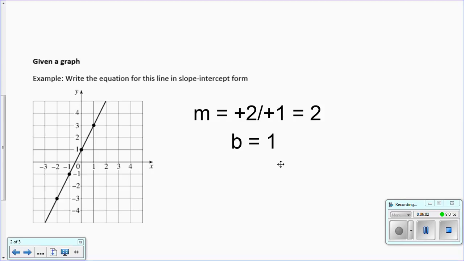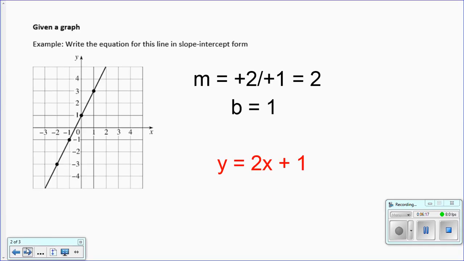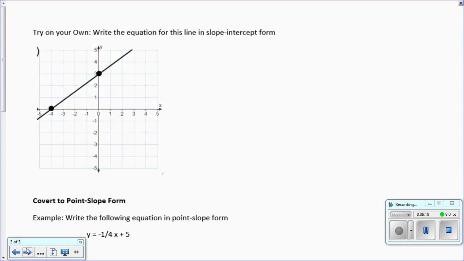So now that I have those, I just go ahead and plug it into the form, which is y equals 2x plus 1. Again, you can also do point slope form if you like that form better, and then convert it to slope-intercept form. It's up to you. All right. And then you have a try on your own with your own graph. Okay. So you need to write that in slope-intercept form. And we will go over the answer for this one as well.